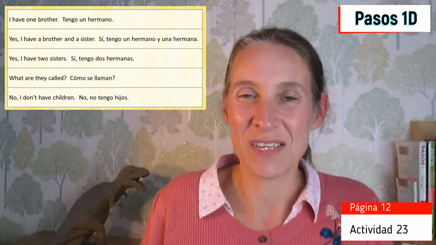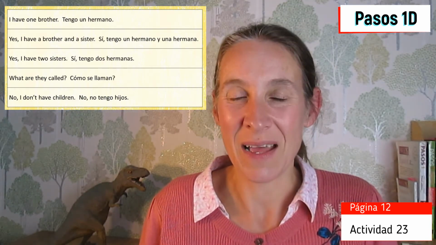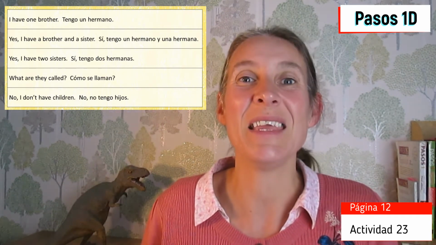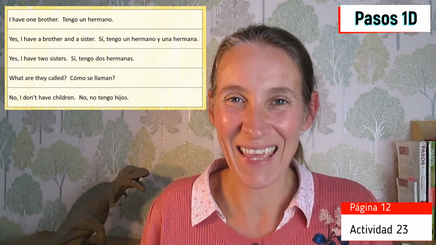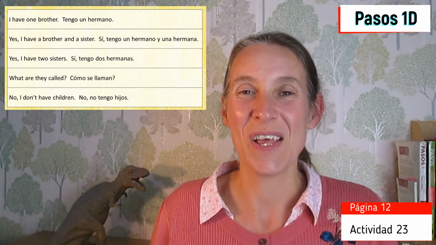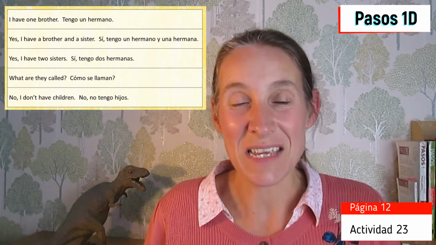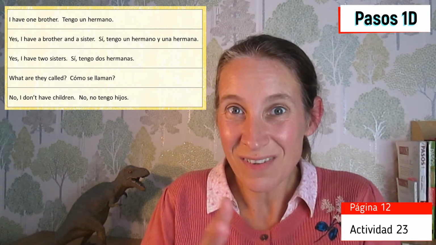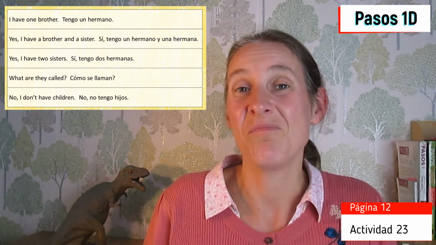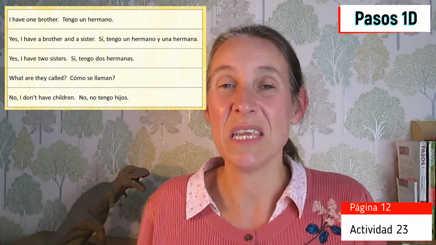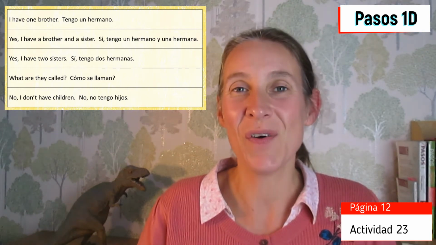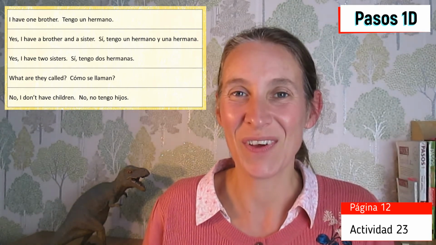Then the next question is ¿Cómo se llama? That's if it's one person. If it's two people, ¿Cómo se llaman? Okay? And the same you can do with hijos. ¿Tienes hijos? Do you have children? So it's not just sons, but children. And then you can say, sí, tengo dos hijos. If you don't have any, it goes like this. No, no tengo hijos. Okay?